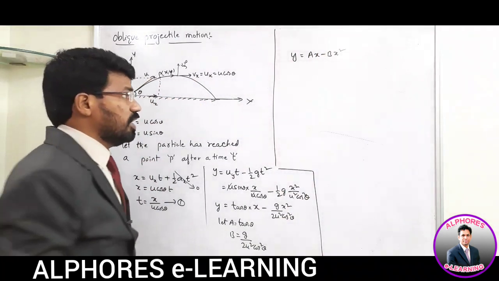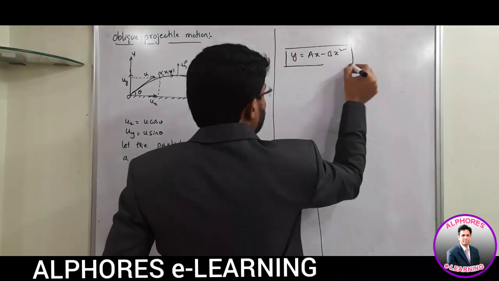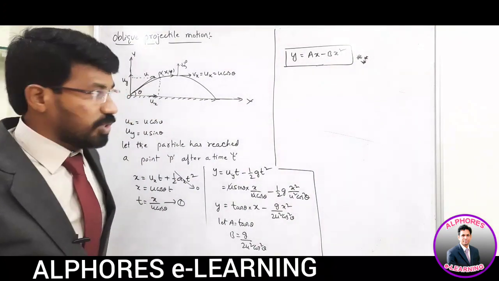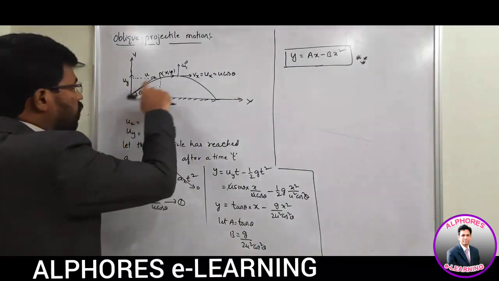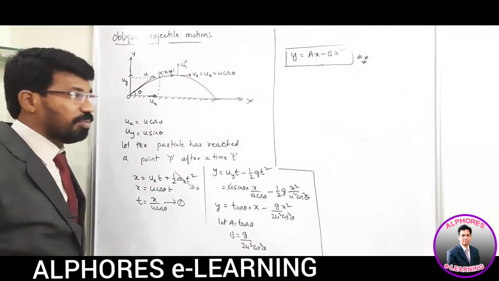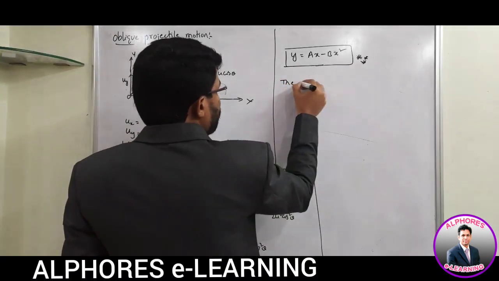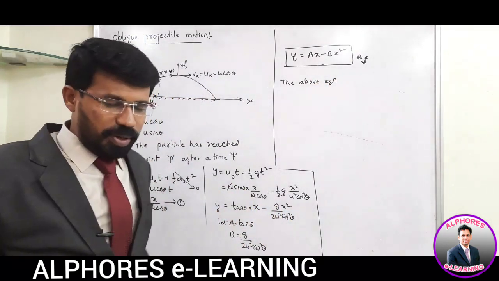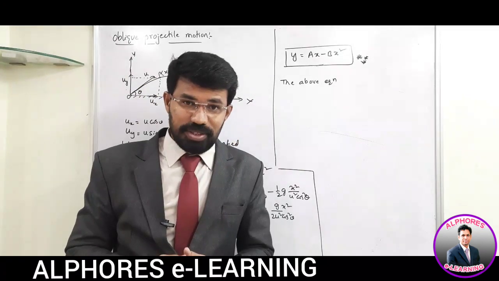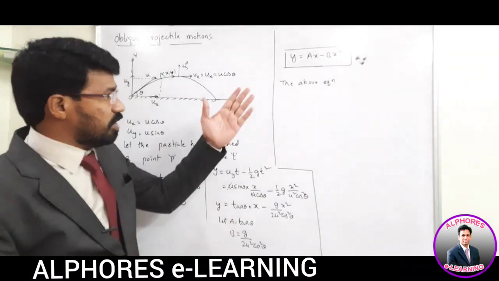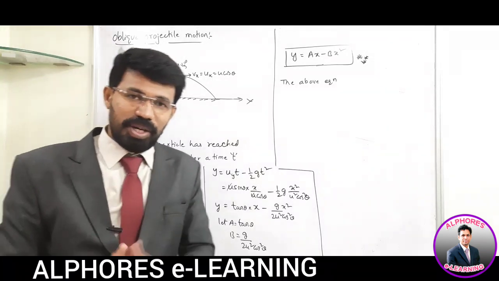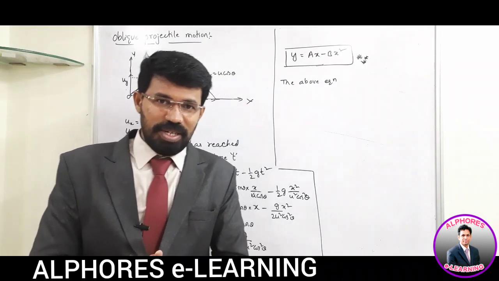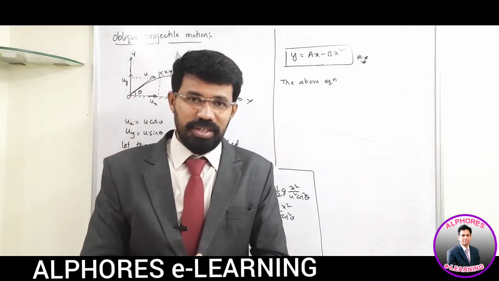ax minus bx square. This is a very, very important conclusion. This equation resembles the parabola equation. So this equation indicates that the path followed by the oblique projectile is a parabolic path. Though you don't know what the parabola related equation is, I want you to remember that this kind of equation represents a parabola. A parabola takes different forms of equations, and this is one of them. So you just remember it like that.